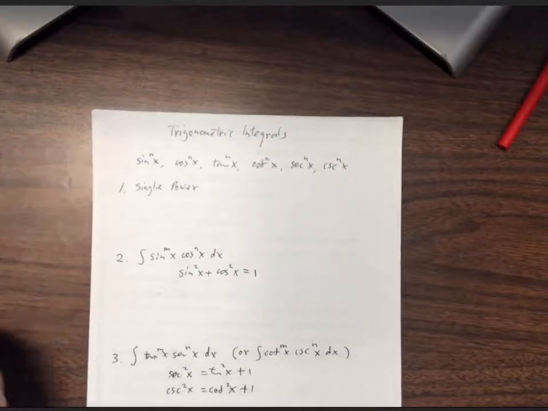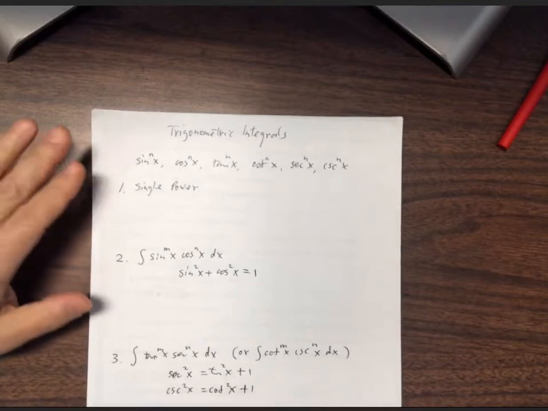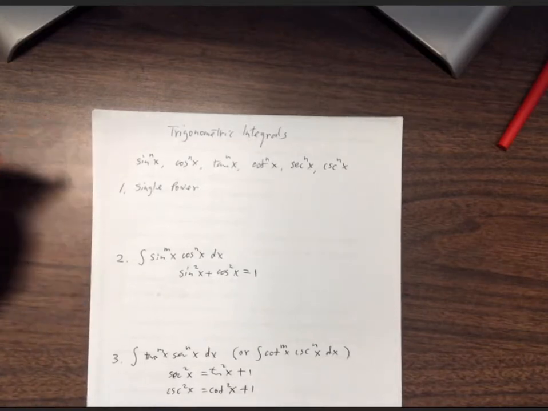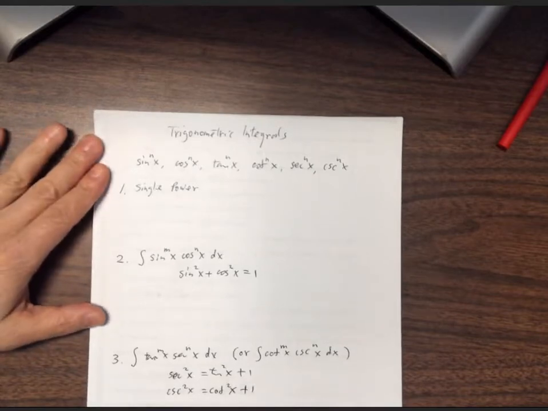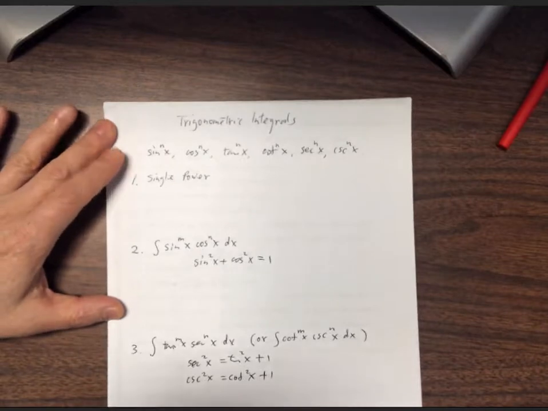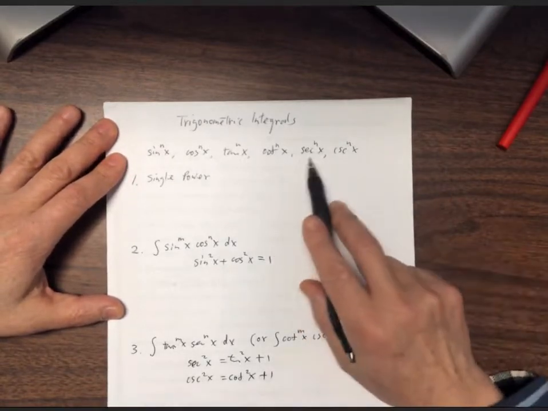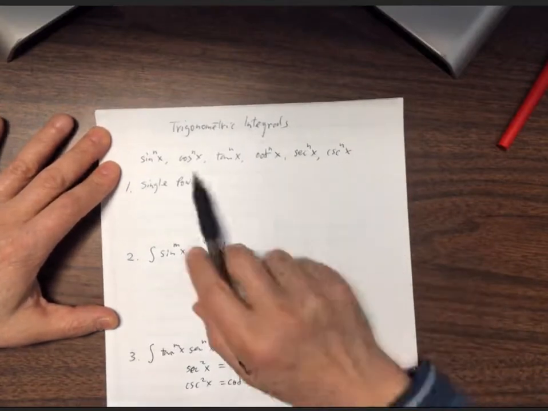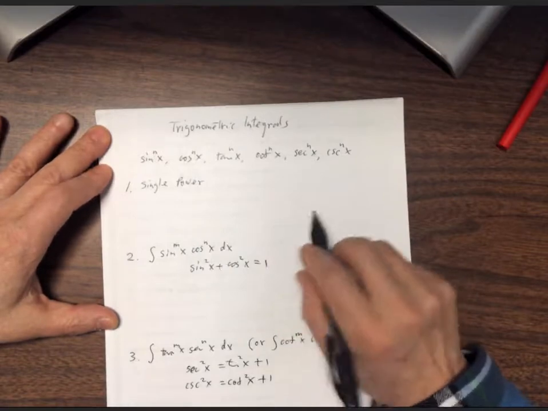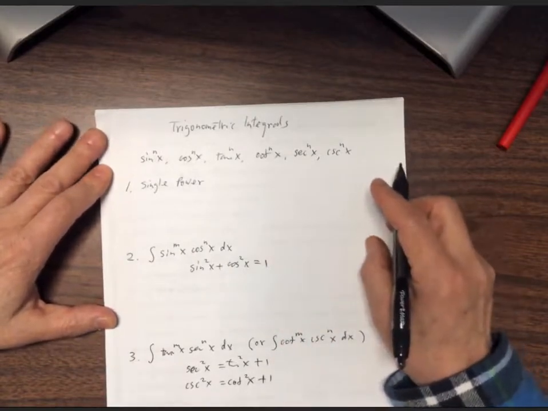In this video, we learn to evaluate integrals involving trig, specifically integrals involving powers of trig. There are 6 trig functions: sine, cosine, tangent, cotangent, secant, cosecant. So we have a power of each, basically, in the integrals we discuss in this video.